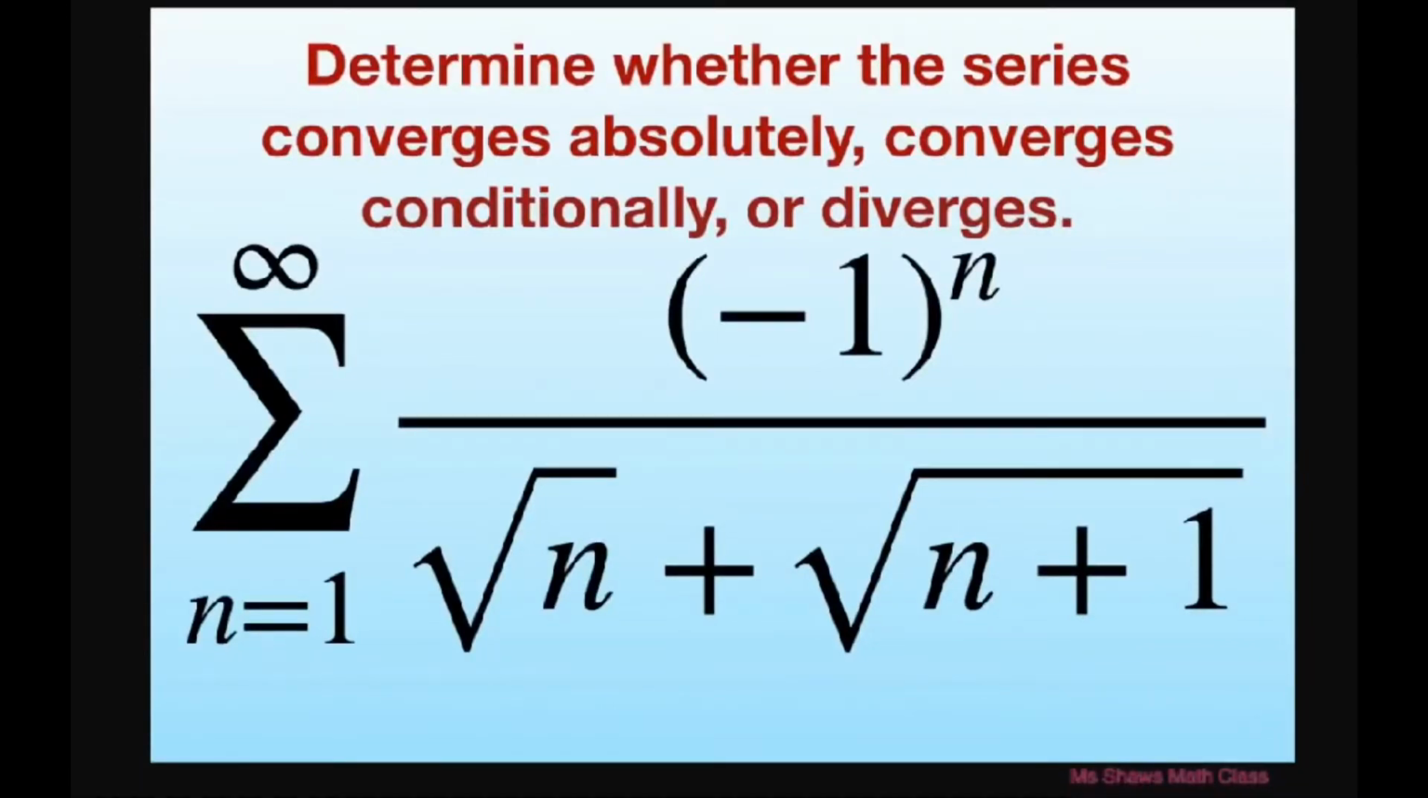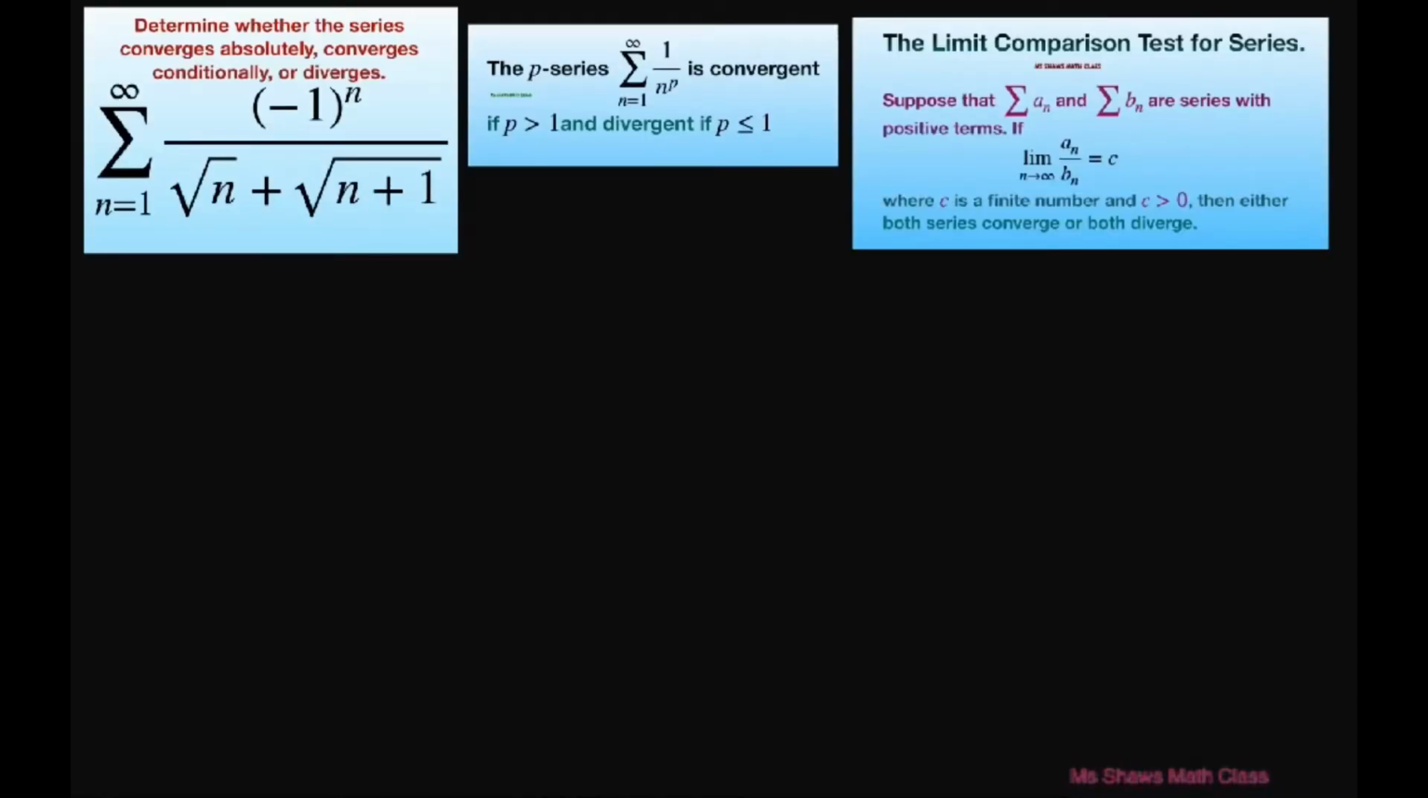Everyone. We're going to determine whether the series converges absolutely, converges conditionally, or diverges. So let's use the limit comparison test first to see if it converges or diverges. Both series converge or both diverge.